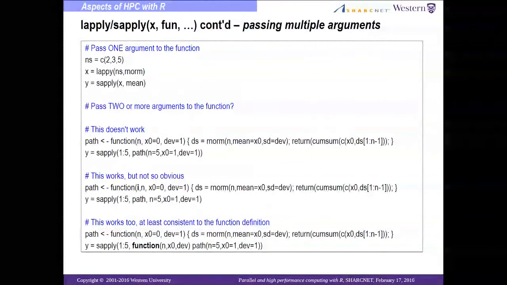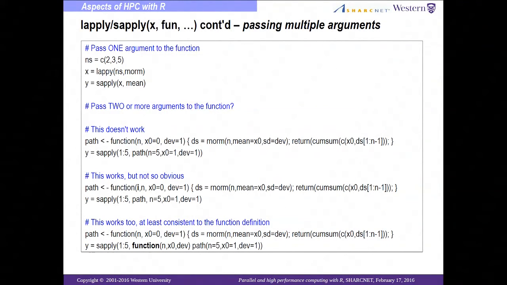Now, what if you define a function that would take multiple arguments? This is my experience that I had before. In this example, I defined a function path. Remember, this is the function that we used in our simulation of one-dimensional diffusion process. It takes a number of steps. The second argument is the origin, where the particle starts. And the third one is the deviation, which defines how far each movement, each displacement will be. So you take the three arguments.